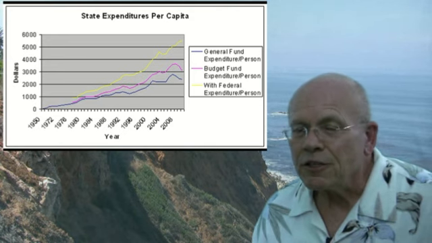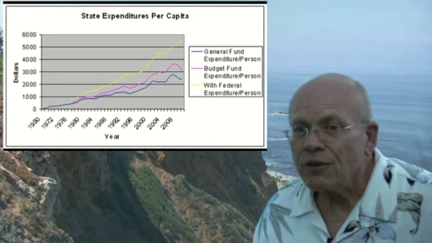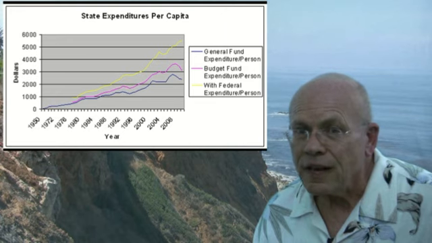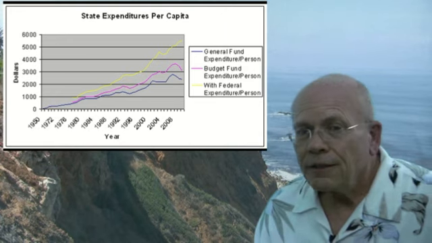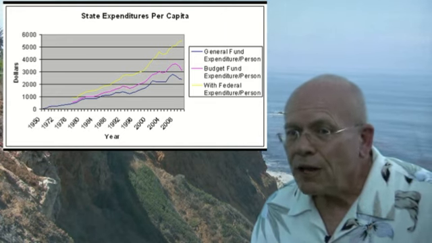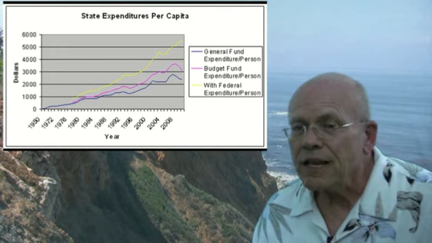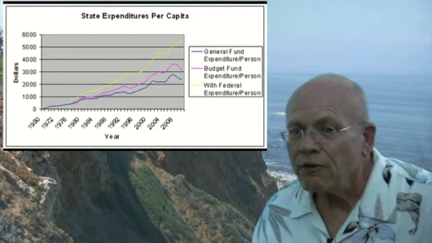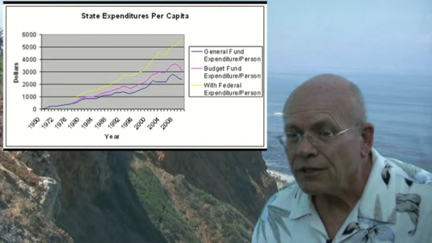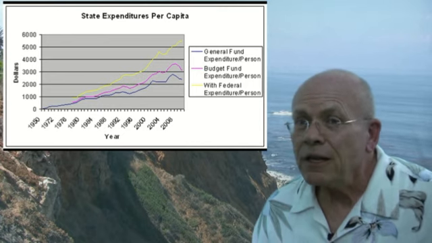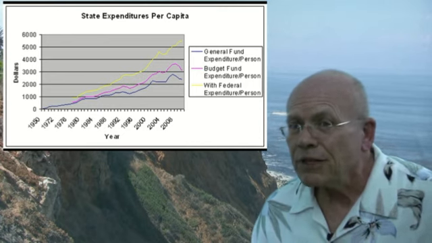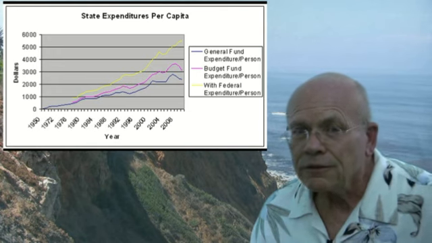And you can note that the budget expenditures peaked at $3,600 per resident in 2008. So if there were 2 people in your household, that means the state spent $7,200 on your household. That's 2 times $3,600. Did you see that money? Did you happen to notice $7,200 coming into your household?